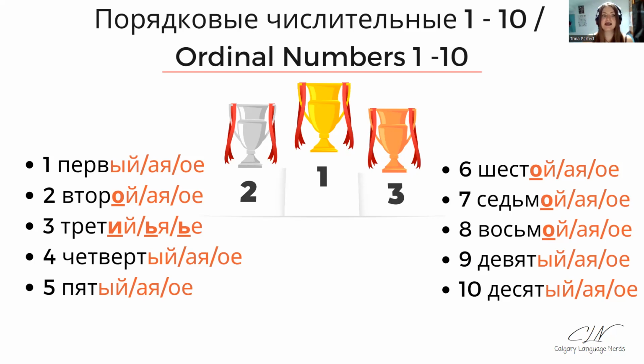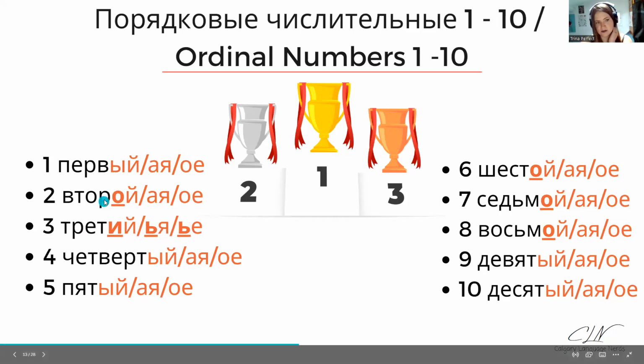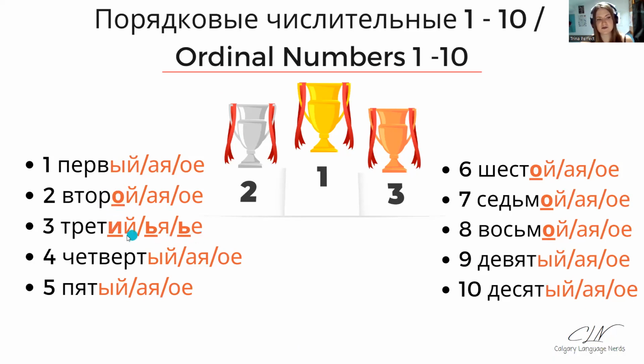So number 3, the third. Третий, третья, третье. So here are the ones underlined that are different from the majority. So you need to take a special look at those. Третий, третья, третье. Okay, 4th. Четвертый, четвертая, четвертое. Okay, let's do пятый, 5th, пятая, пятое.